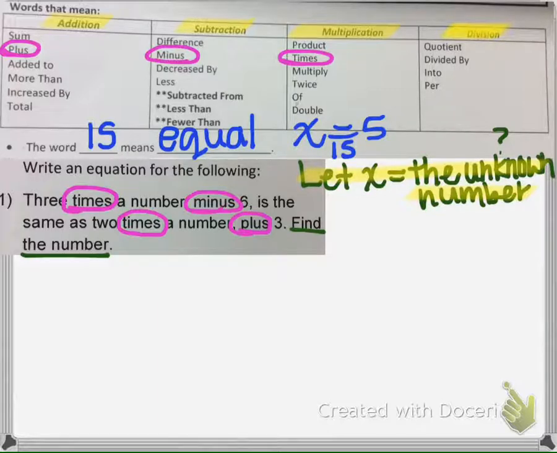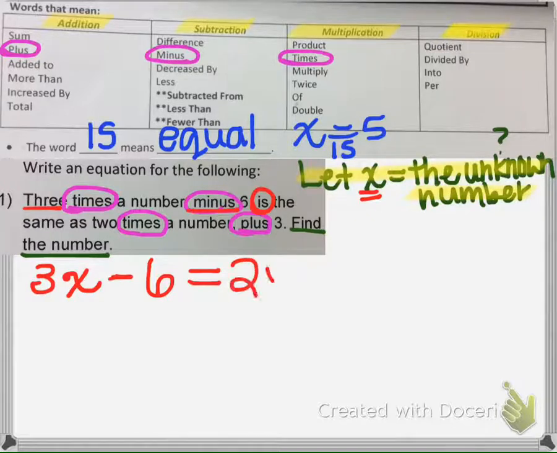So now I'm going to read back the problem, and I have 3 times a number. We don't know what it is, so we're going to use our x here. And now in an equation, instead of using the dot, we write multiply as 3x. And then we have minus 6. And then "is" means equal, the same as 2 times a number, so 2x, plus 3. And then it says find the number, so we're going to go ahead and solve this equation. We cannot simplify this equation. The left or the right is already as simplified as possible.